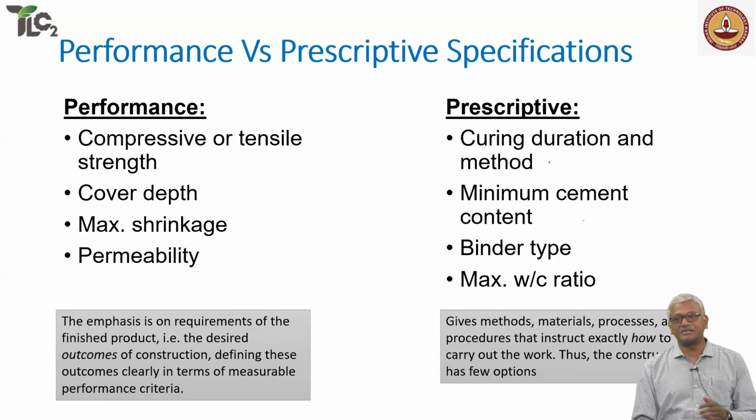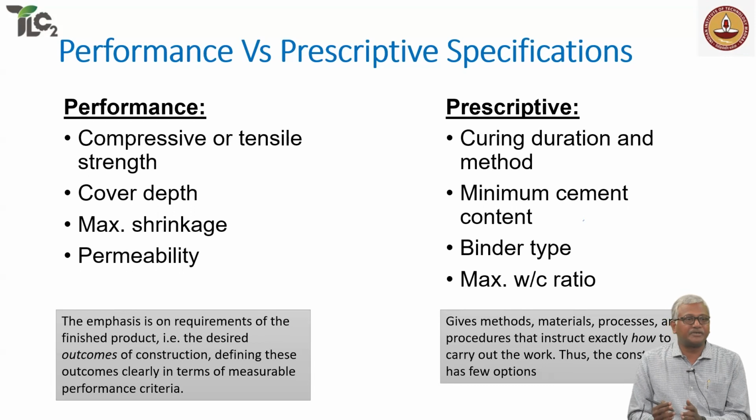Minimum cement content is a prescription. Your binder type, whether you use OPC, PPC, PSC, or different types of cement that you have, that is a prescription. Maximum water cement ratio is also a prescription. So a prescriptive spec gives methods, materials, processes, and procedures that instruct exactly how to carry out the work.